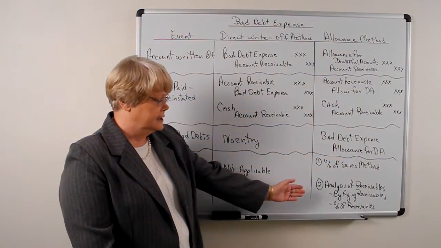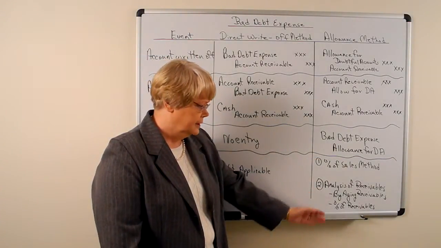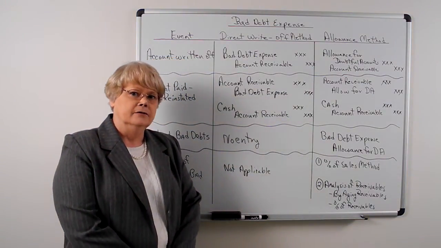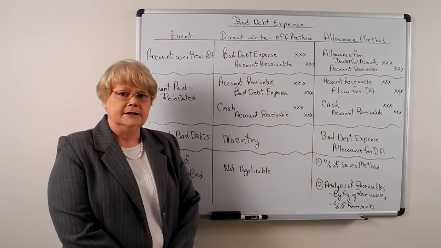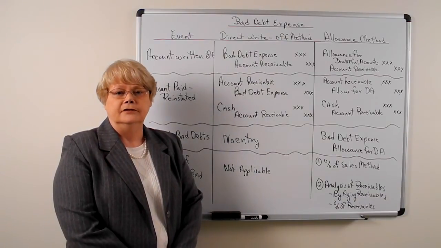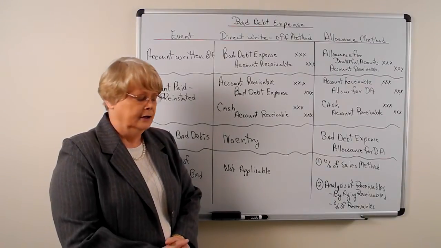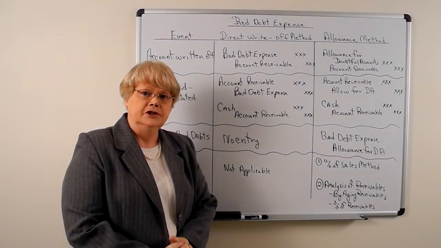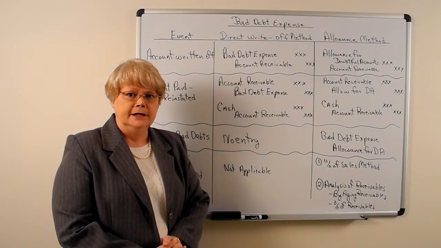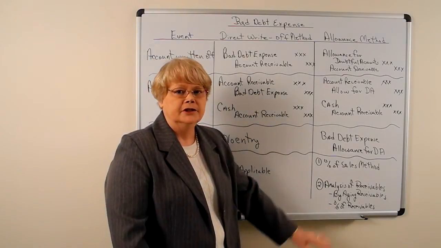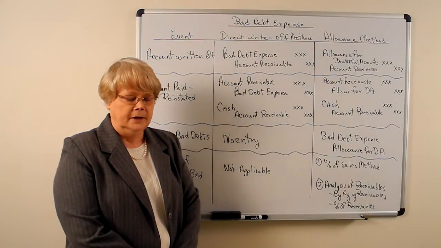The other method is analysis of receivables. Now we can do this in two ways. We can either do an aging of receivables, that is, see how old each of the receivables that we have is, put them in categories, and come up with a percentage for each of those categories, again based on historical information. Or we can simply take a percentage of our overall receivables.